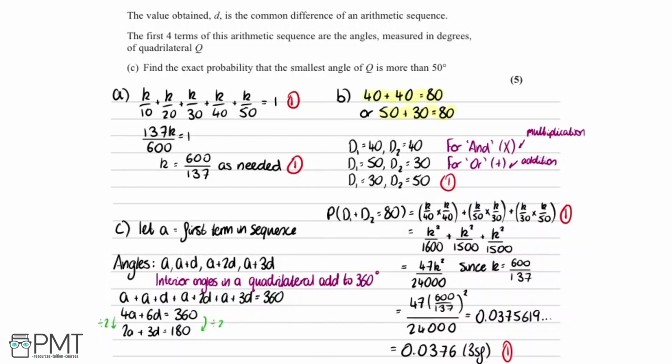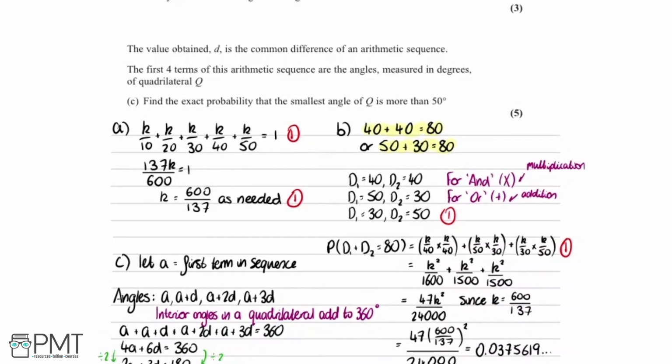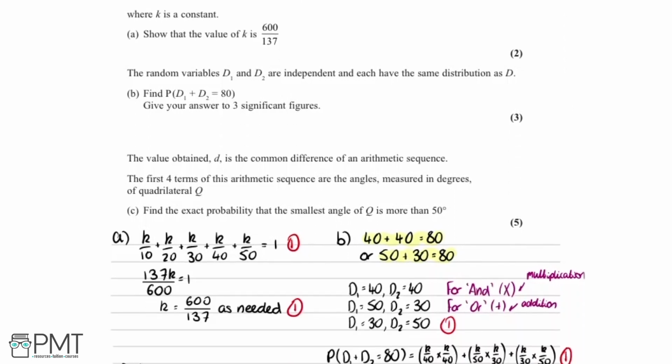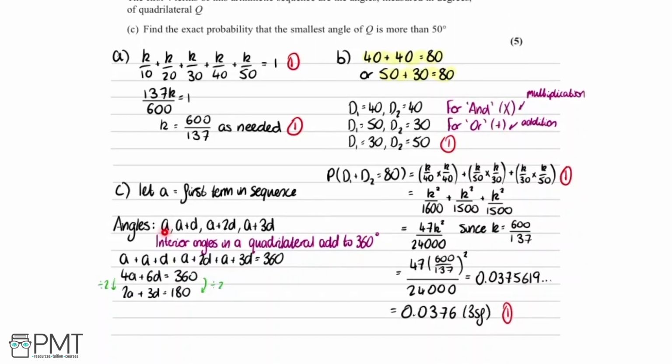Now, similar to part B, we need to think about the different combinations we could have. Again, we're going to refer back up to the probability distribution, which gives all the possibilities of D. So D could be 10, 20, 30, 40, or 50. The question says we need to look for the probability when the smallest angle of Q is more than 50. We've got all our angles: A, A plus D, A plus 2D, A plus 3D. The smallest angle is going to be A, because each one after that adds something onto it. So our condition simplifies to A has to be greater than 50.